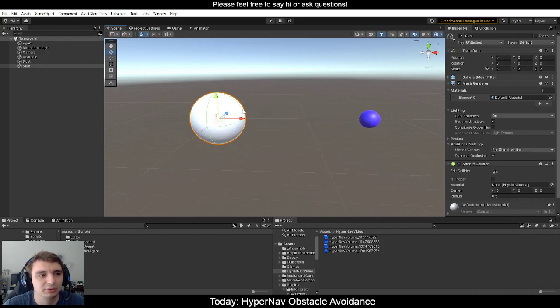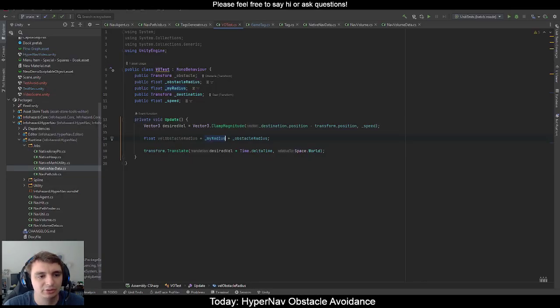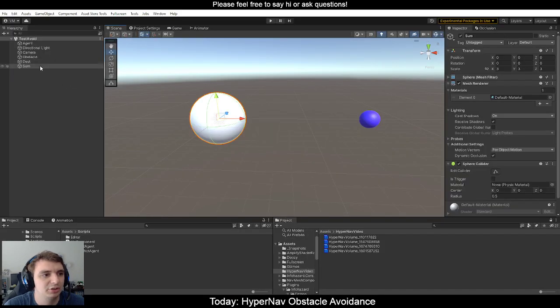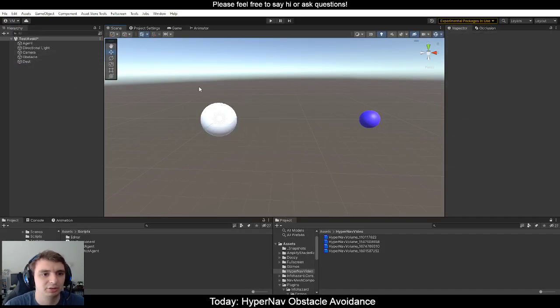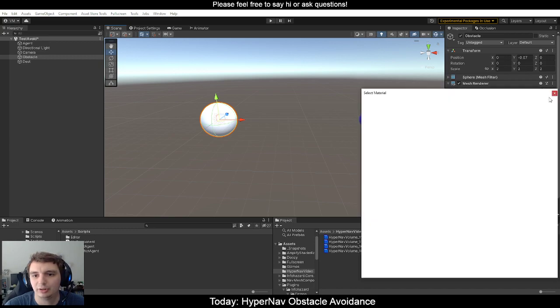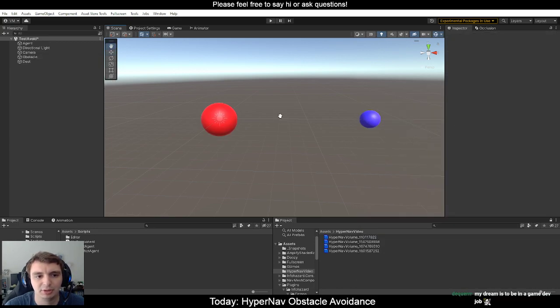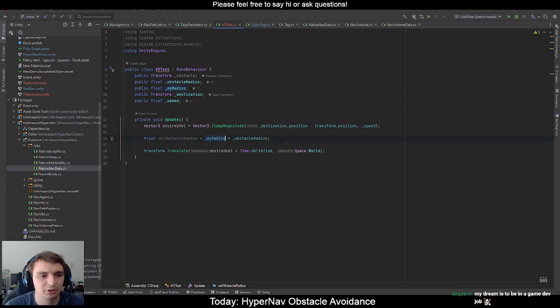Cool. So we got that figured out. Now, I think I actually want to delete this sum thing because that doesn't matter. Let's give this another color. Make it red. And then I'm just going to draw the velocity obstacle.